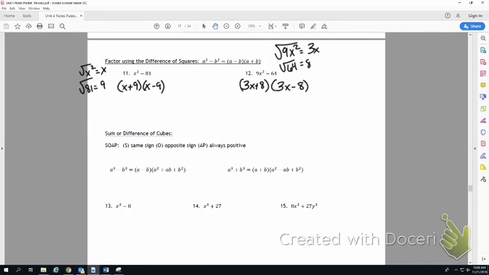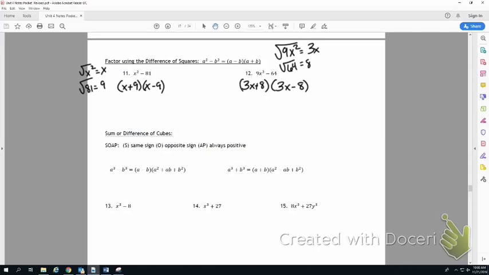The next section is the sum and difference of cubes. If you understand what a perfect square is, and hopefully you do because we've talked about it multiple times, it's not that hard to grasp the concept of a perfect cube. 2 times 2 is 4, so 4 is a perfect square. 2 times 2 times 2 is 8. 8's a perfect cube. 3 times 3 times 3 is 27. That's a perfect cube. 64 is a perfect cube. 125 is a perfect cube. Okay? It's just kind of to the next level whenever you're dealing with perfect cubes.